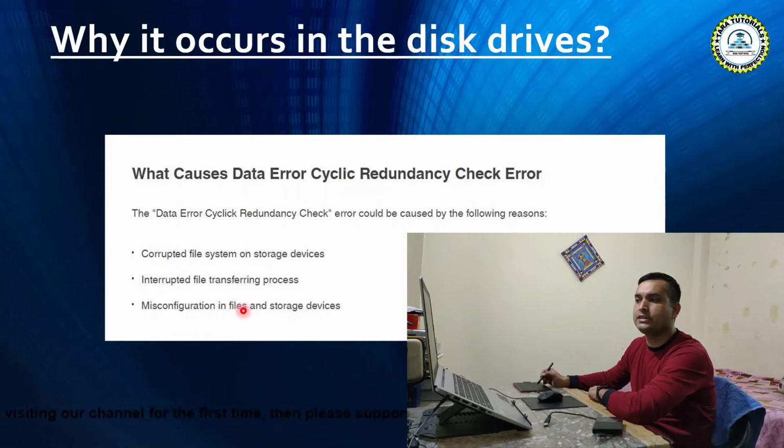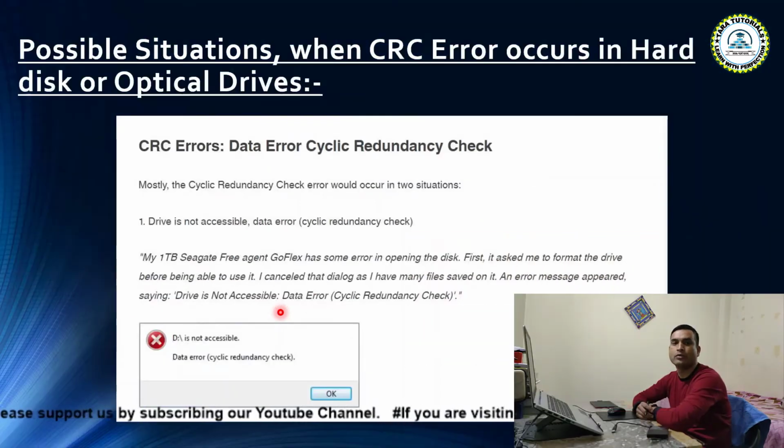The misconfiguration in files and storage device may happen inevitably. There you don't have any control. So the only thing is that you need to fix it if it happens. Now the very important part here: I'm going to explain to you the situations when you get the cyclic redundancy check error. It occurs in two situations.